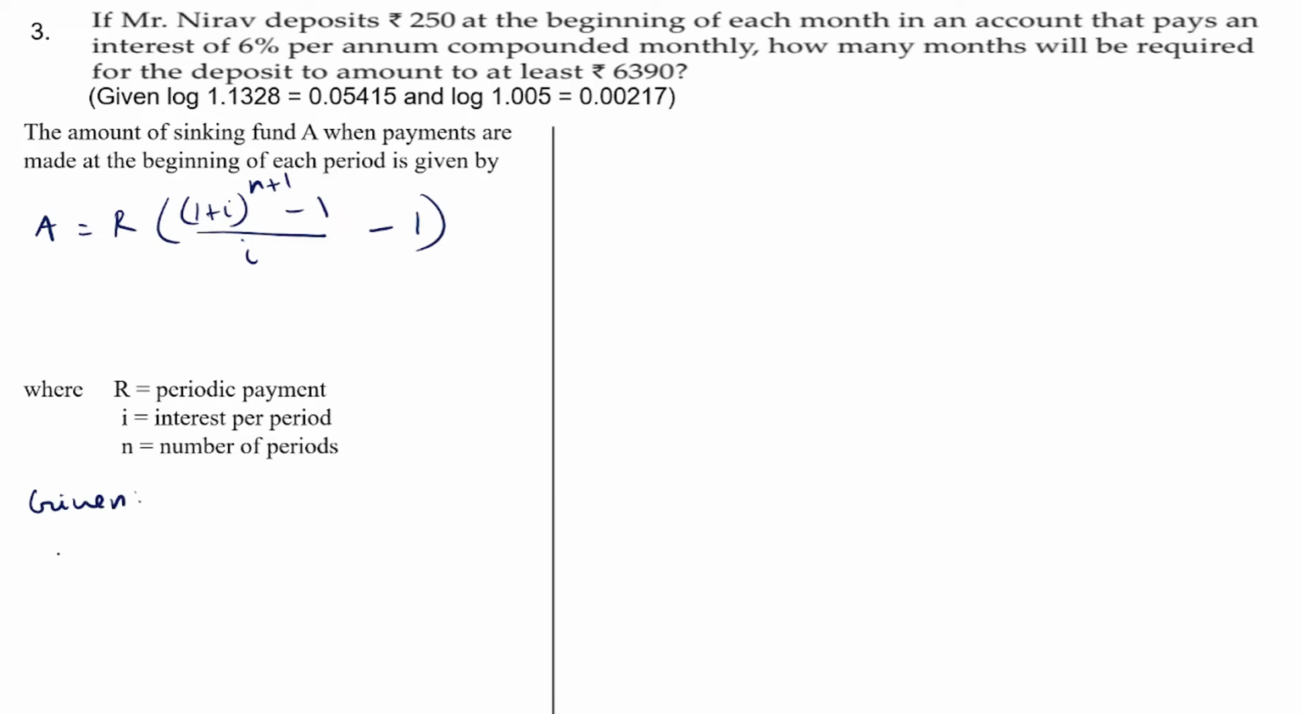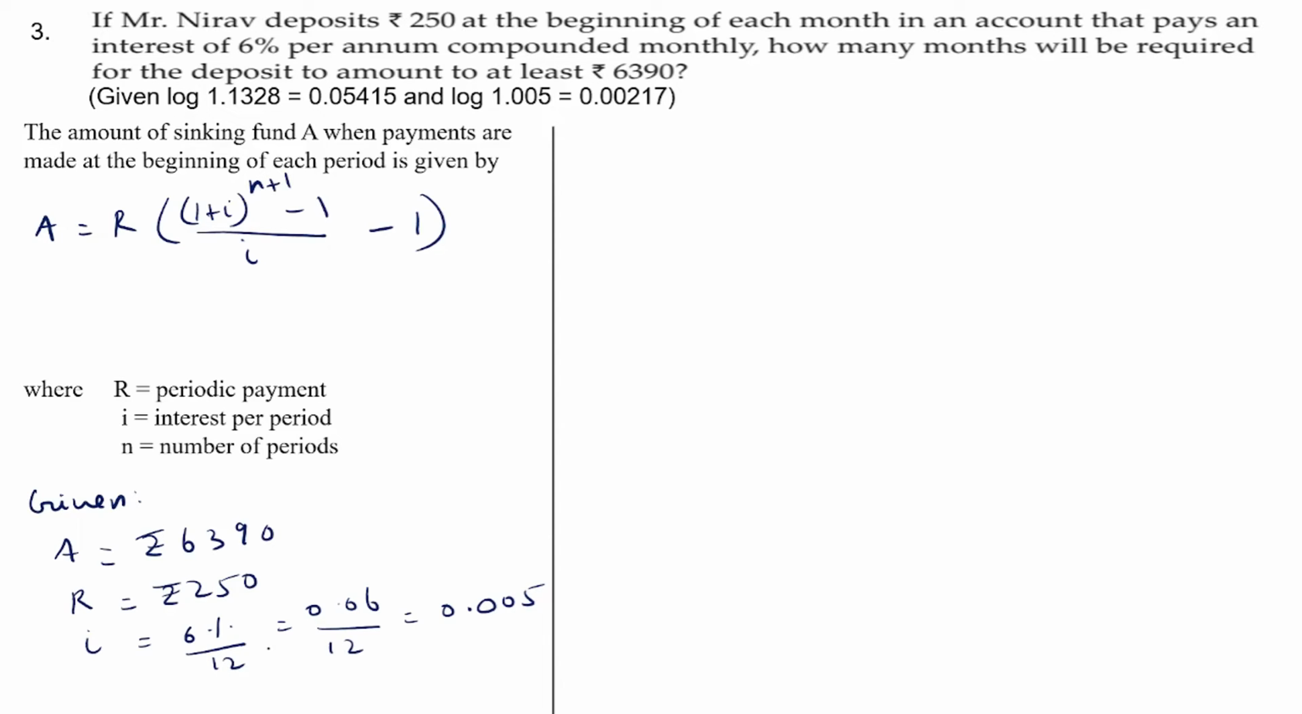Given A equal to rupees 6,390, R is equal to rupees 250, the rate per period I is equal to 6% by 12. So it is 0.06 by 12, which is 0.005. Now we need to find N.